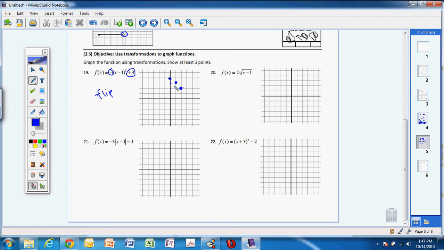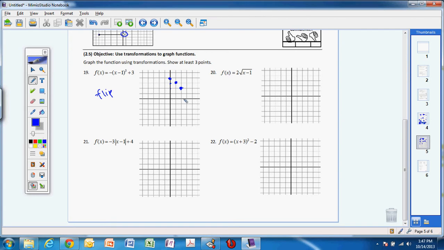So again, if you weren't sure where to put those points, there's no harm in actually plugging in points. So if I didn't know this point was here, and I said x is 0, we're going to get 0 minus 1, which is negative 1. Negative 1 cubed is negative 1. Then I have to take the opposite of that, which is positive 1, plus 3, which is 4. So notice at 0, 4, I have my point there. So again, plugging in points will always work too if you can't remember your transformations.